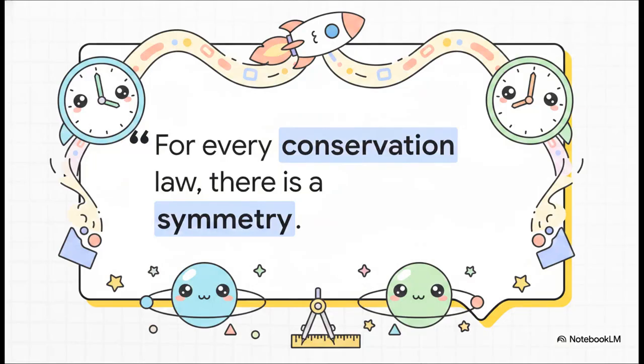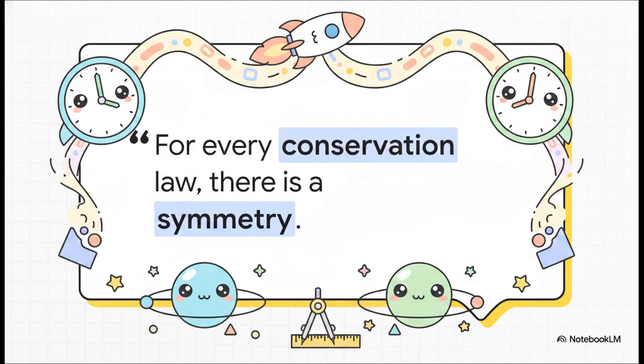There's a quote by theoretical physicist Robert L. Mills that goes, "For every conservation law, there is a symmetry." And wow, that perfectly captures the grand reveal here. The math we just translated isn't just about moving objects. It's a reflection of the perfect symmetrical balance woven right into space and time.